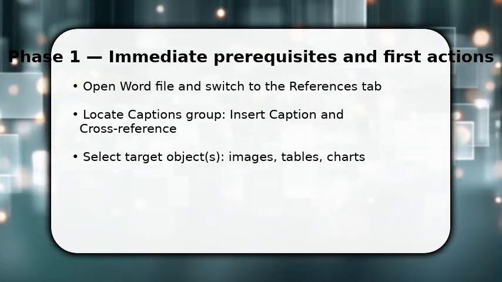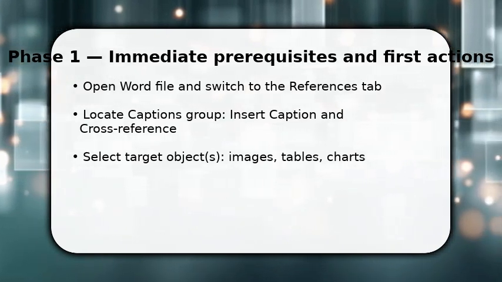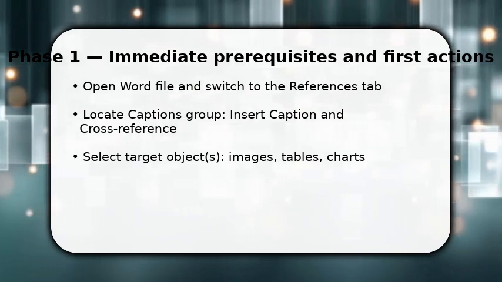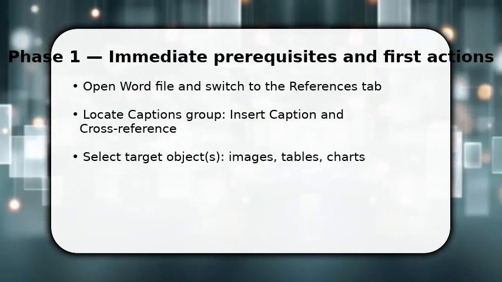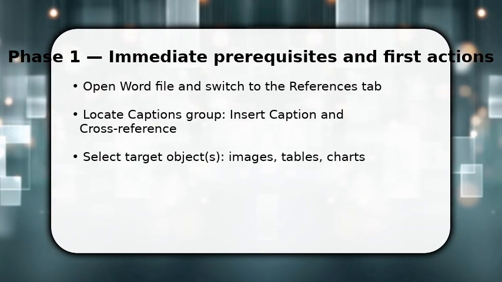Select an image or table to update. This ensures Word targets the right item. Once selected, you can choose to insert a new caption or edit an existing one. Make sure your caption label, figure, table matches the item type, because consistent labels drive accurate numbering and cross-references.